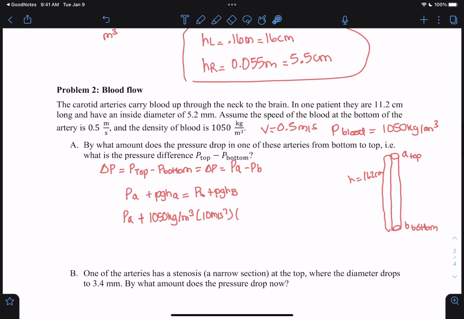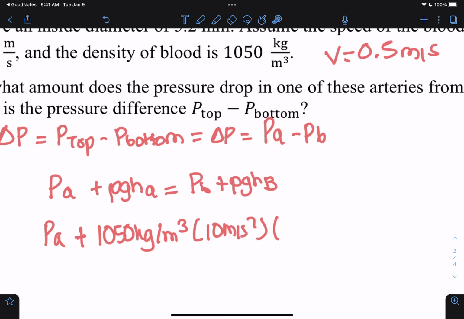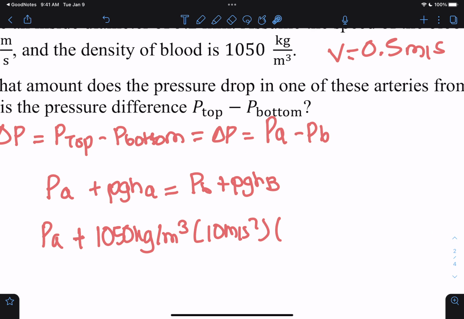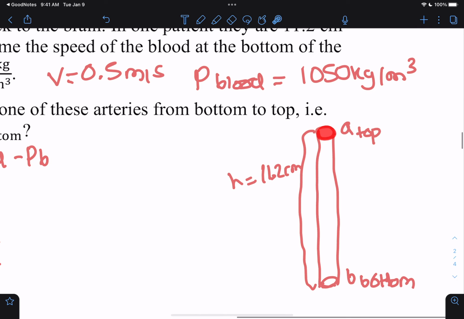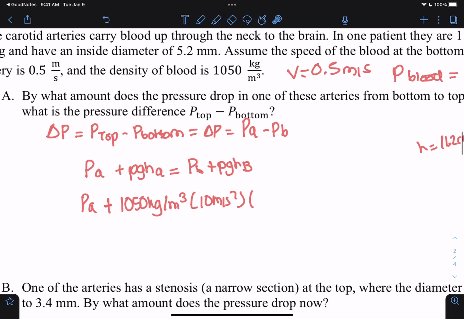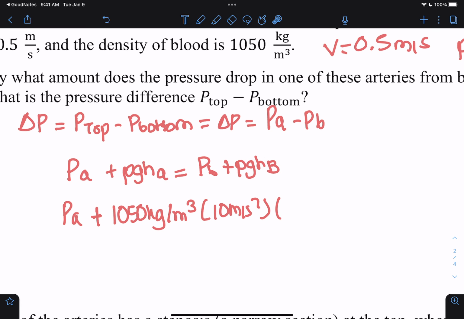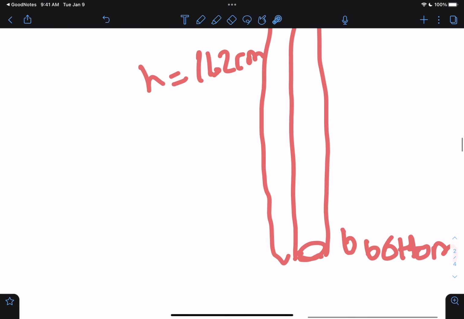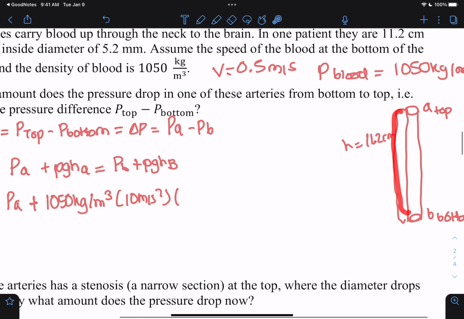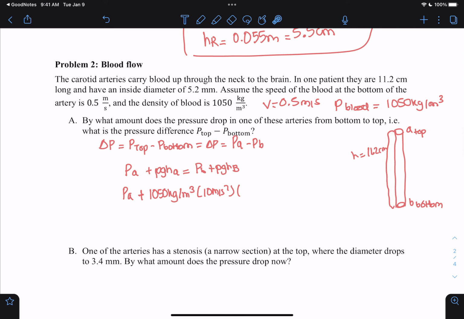Alternatively, what you can do is say, well, I can make the top my initial height, basically, and anything downwards would be like my depth. So HA in that case would be 0. HA would be 0. And then HB would have to integrate that depth there, the 11.2 centimeters. So that's kind of the difference between height and depth.